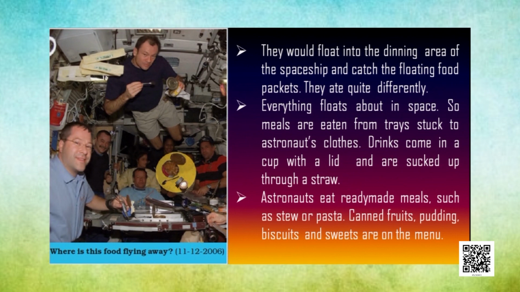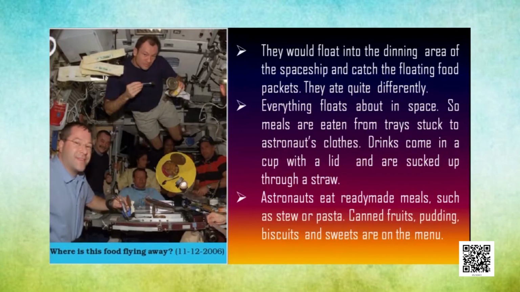Children, here you are seeing the dining room of the spacecraft. And this picture was taken on 11th December 2006. She shares they would float in the dining room area of the spaceship and catch the floating food packets. They're quite different, is it not? We sit at the table and have our food, or we sit on the floor and have our food. But they cannot do this. They are not able to have their food on a table or on the floor. Everything is flying here and there. They have to catch hold of things. Everything floats about in space.